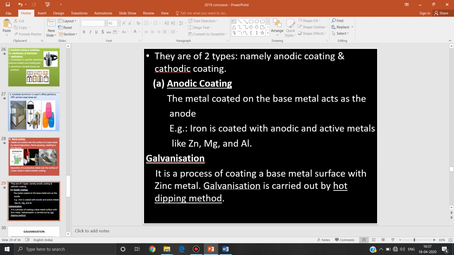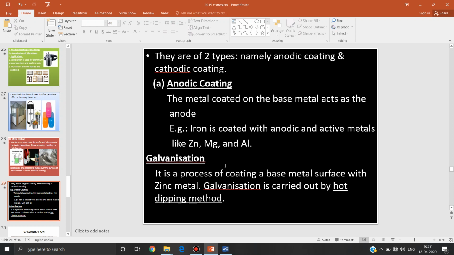So there are two types, one is anodic coating and another one is cathodic coating. In anodic coating, the metal coated on the base metal acts as anode. The coating layer will act as anode and your article will act as cathode. So iron is coated with anodic and active metals like zinc, magnesium and aluminium. Okay, because here iron acts as cathode, and zinc coating or magnesium coating or aluminium coating will act as anode.